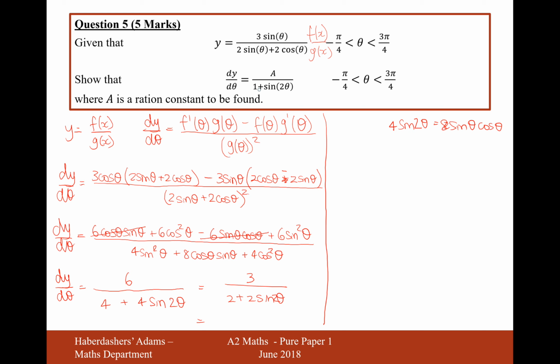But we only want 1 on the bottom, so what we'll have to do here is be really cheeky and pull out the 2 onto the top as a half, and it will then turn into 1 plus sine 2 theta. Okay, and that's what we're looking to show here. So A is equal to 3 over 2. So it's a pretty tricky question here. You'd expect A just to be a whole number, but it does say it's a rational constant, so it can be a fraction. In this case, it is the fraction 3 over 2.